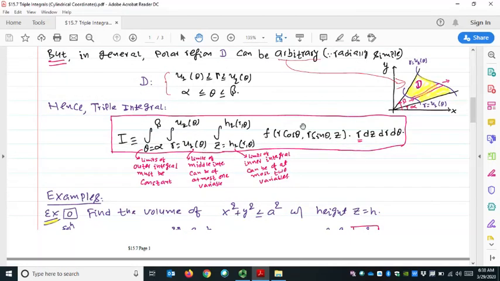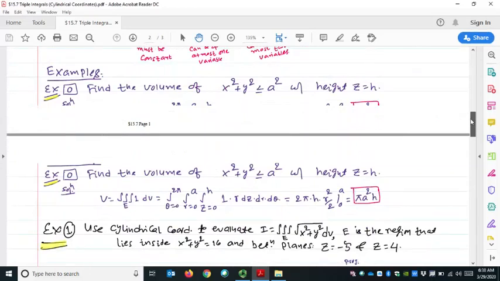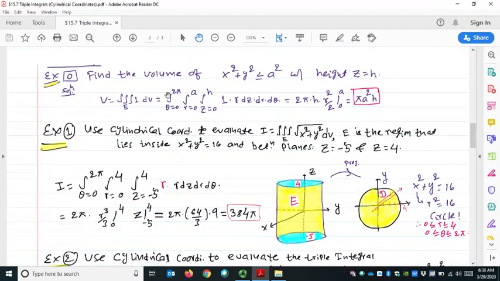So let's apply this idea and solve the following examples. Let's start with example 0. It's the short and sweet example. Example 0 says: find the volume of a cylinder of radius a with height 8.